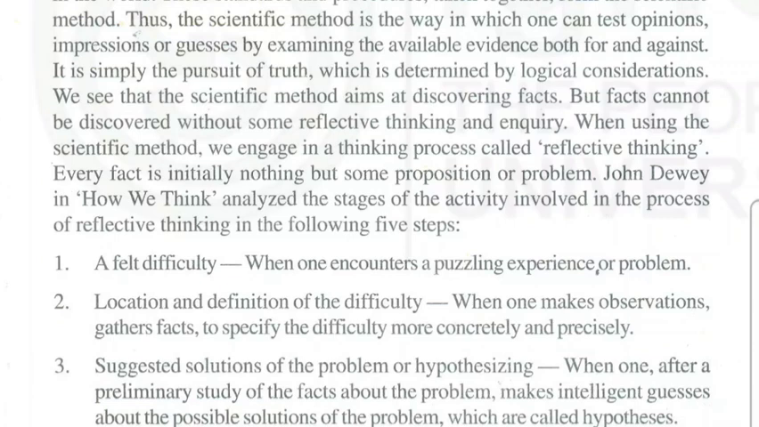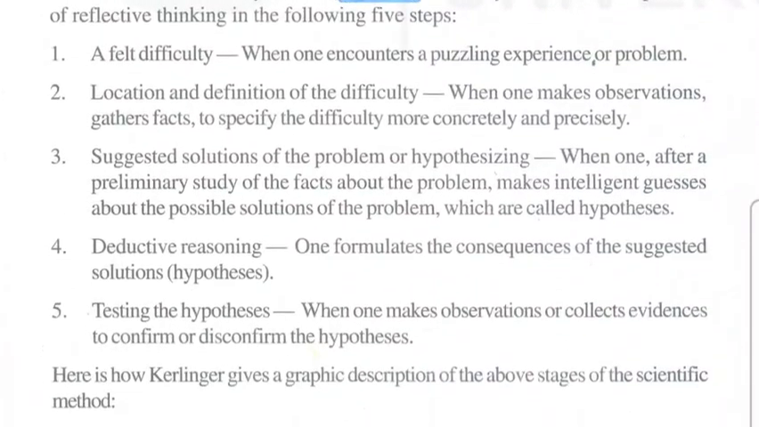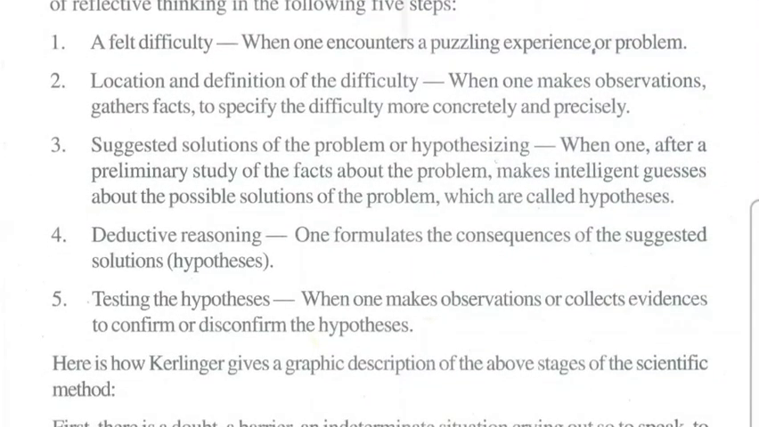John Dewey, in How We Think, analyzed the stages of the activity involved in the process of reflective thinking in the following 5 steps. 1. A felt difficulty, when one encounters a puzzling experience or problem. 2. Location and definition of the difficulty, when one makes observations, gathers facts to specify the difficulty more concretely and precisely.